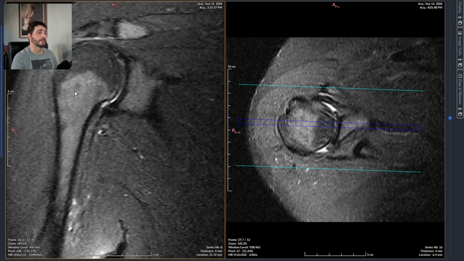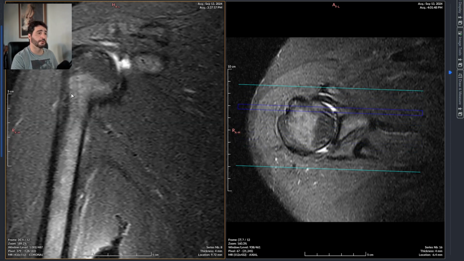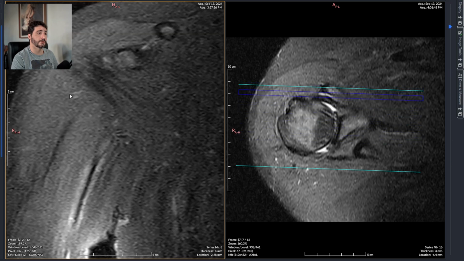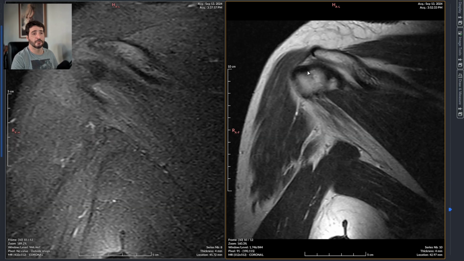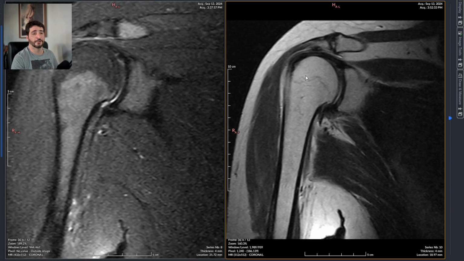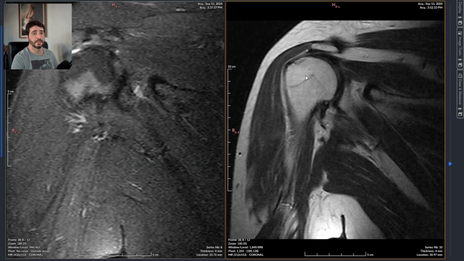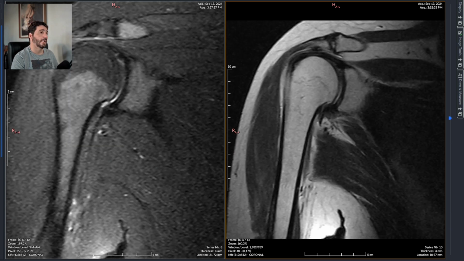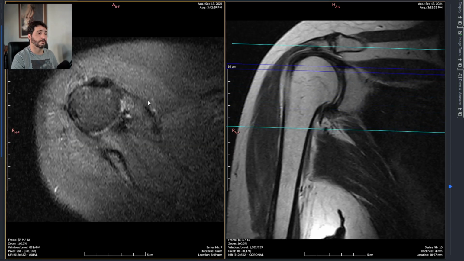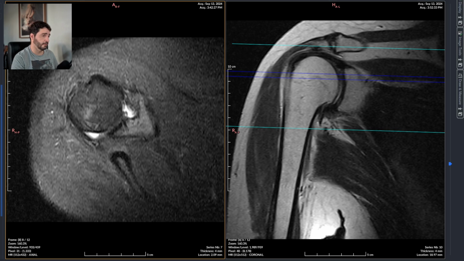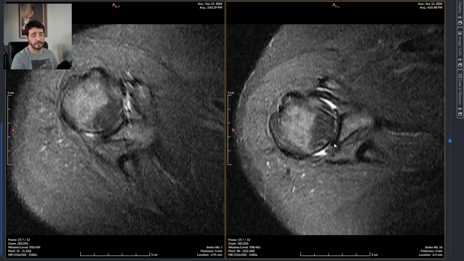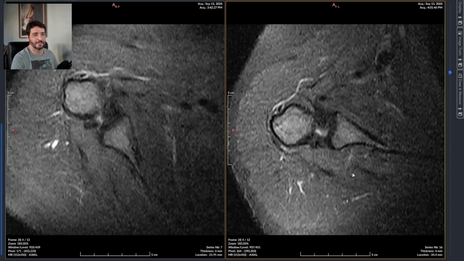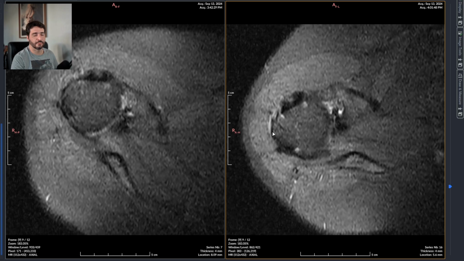So let's roll the sagittal view, no bone edema. If I roll the T1, there are no fractures to be seen. Right there, no fractures. If I roll the axial view, this is awful. Let me get the other one. Yeah, right there. This is as bad as the last one, maybe even worse.